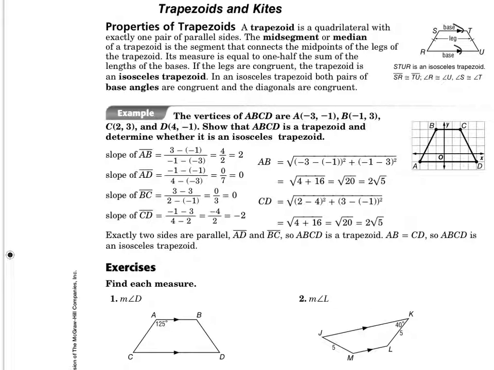Okay, so we'll talk about the mid-segment, but what it's basically going to be is the average of the two bases. So you add the two bases up and divide by 2 in order to find the mid-segment. I'll show you how that works down at the bottom of this page.